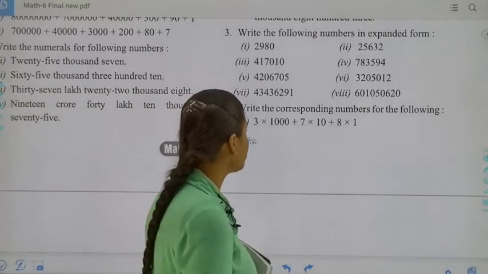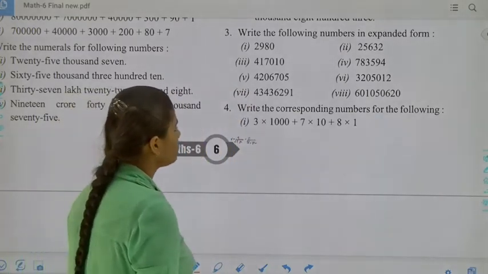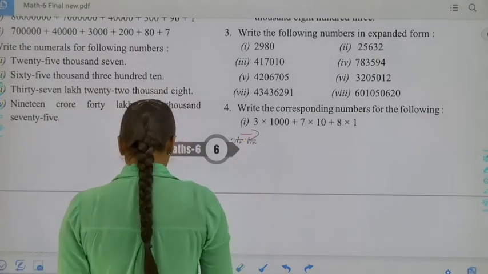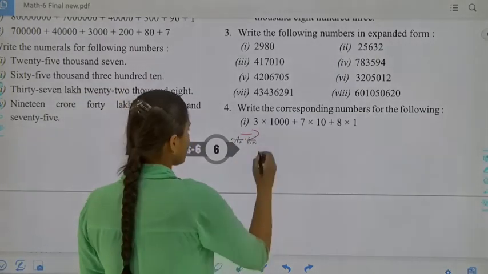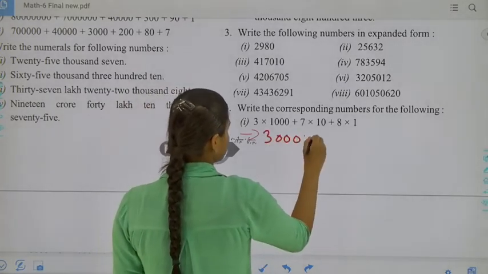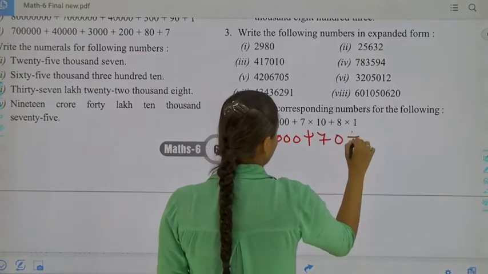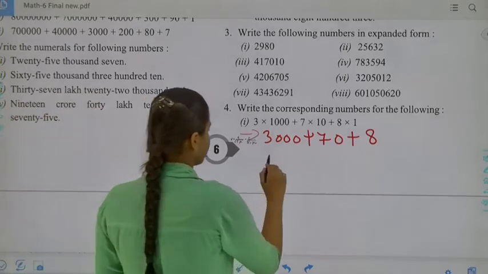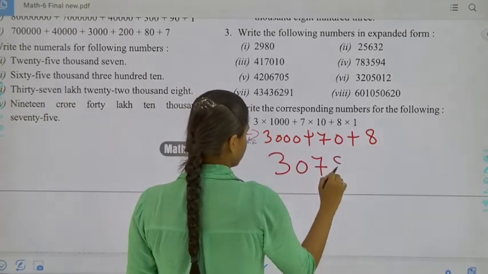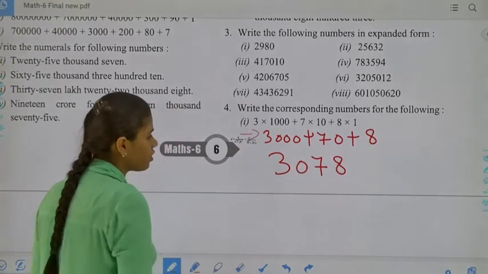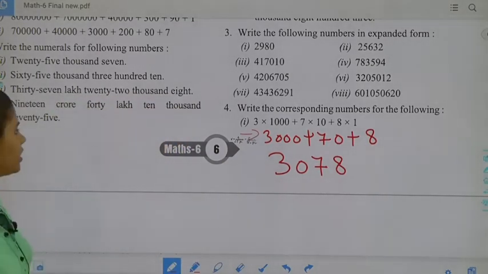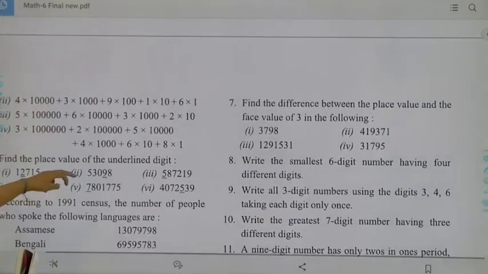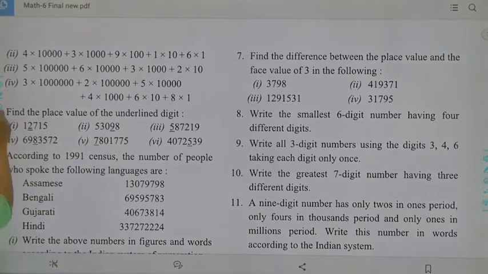Write the corresponding numbers for the following. Students, we have to write the corresponding numbers of this question. First part is, that is 3,070 plus 8, that is 3,078. Ones, tens, hundred, thousand, that is 3,078. Now move to the next part, that is second part.